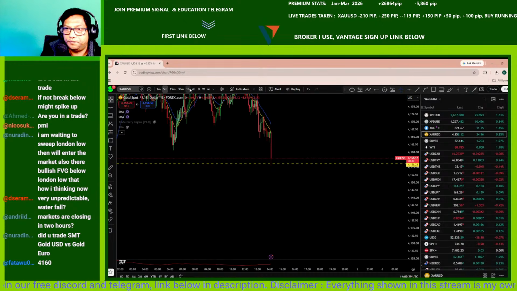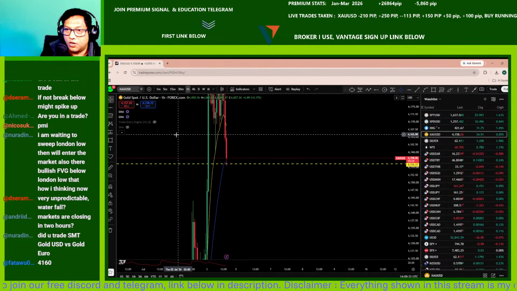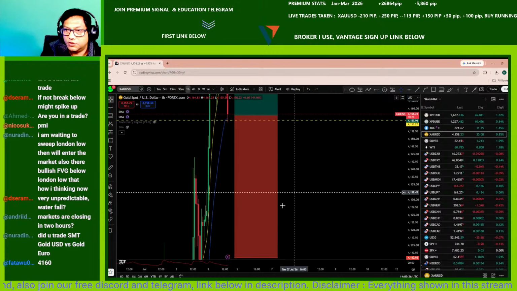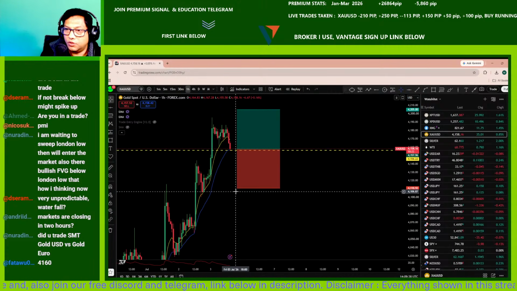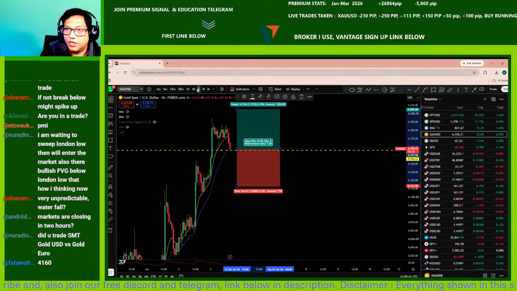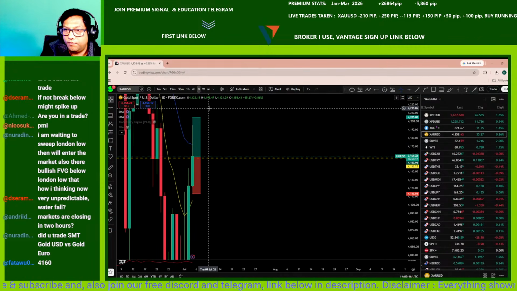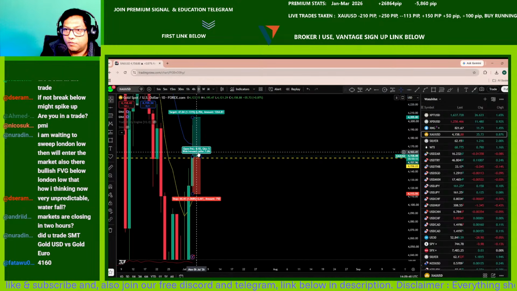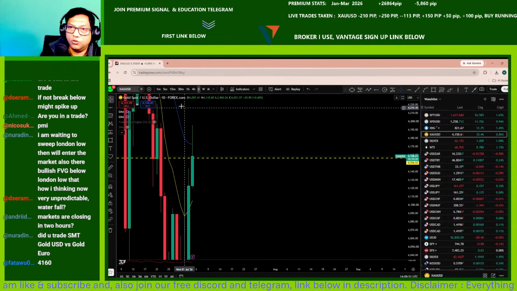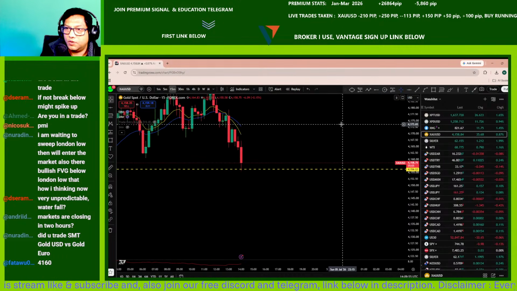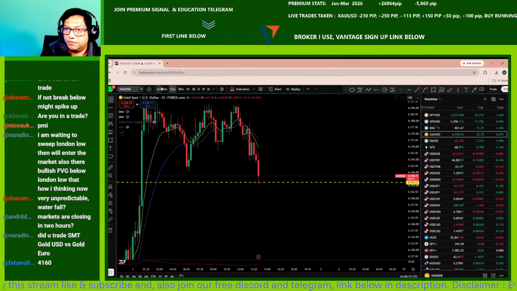Okay. Just tested the 1 hour 20 EMA. Just testing to see where is the daily. Okay, not entering. So market looks very unpredictable at the moment.